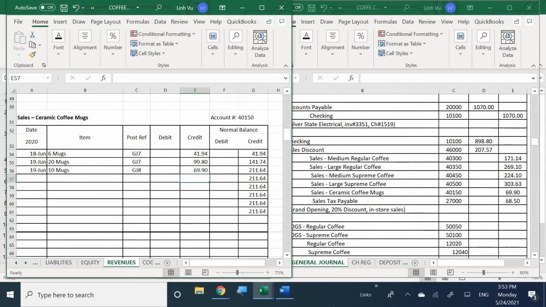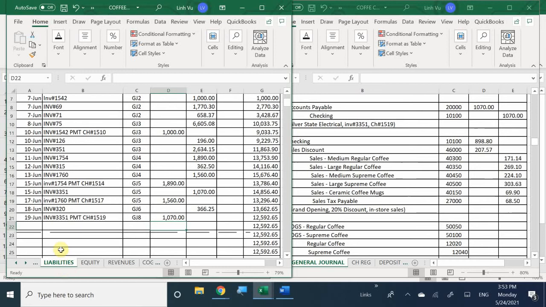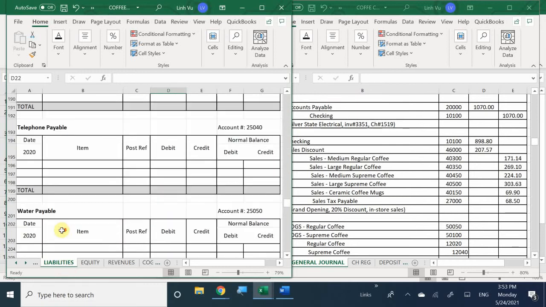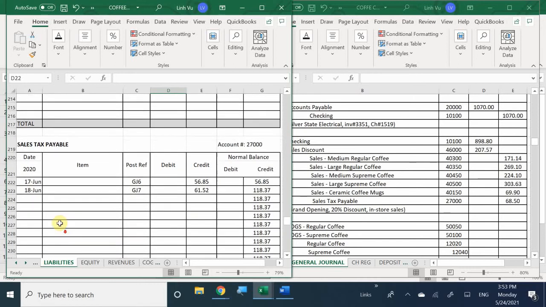Then after that, we'll have to bounce over to sales tax payable. GJ8 and a credit of 68.50 should give us a running balance of 186.87. After that, we'll update our inventory.